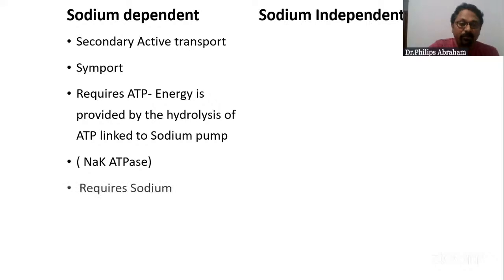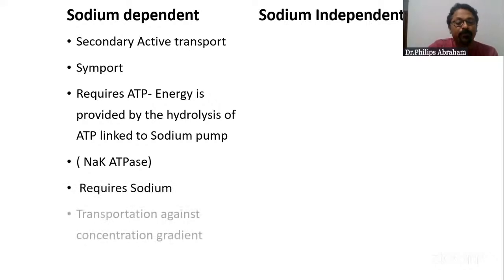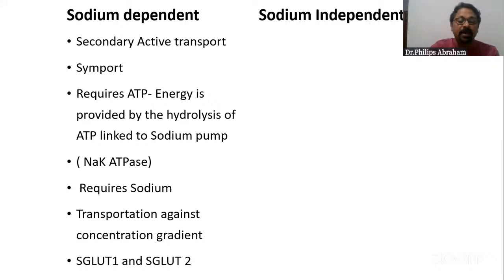Okay, then of course from the word itself, it requires the sodium. And here the transportation can be against the concentration gradient also. But in sodium independent, it's passive. Okay, major ones, the sodium dependent are SGLUT1 and SGLUT2. Sodium dependent glucose transporter 1 and sodium dependent glucose transporter 2. SGLUT1 is there in the intestine for the absorption of glucose after the digestion of carbohydrate. And SGLUT2 is present in the renal tubules that help in the reabsorption of glucose that has been filtered by the glomerulus.